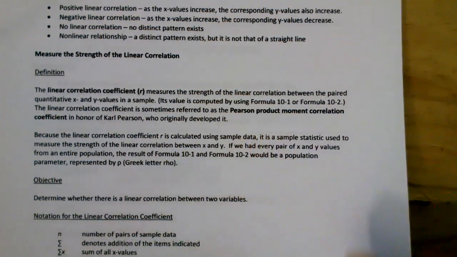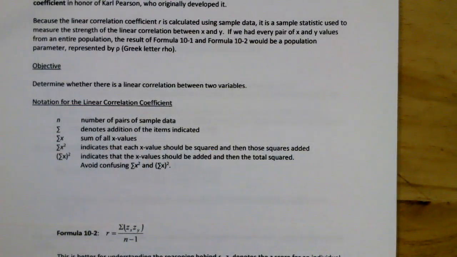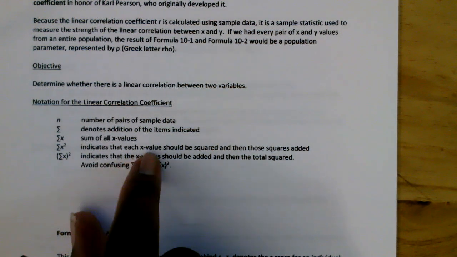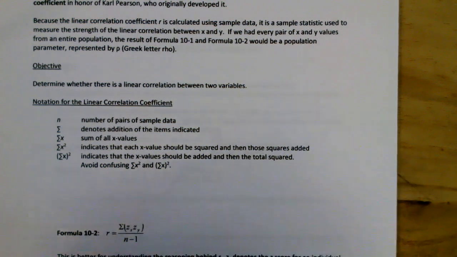Okay. So now let's try to find the linear correlation coefficient. And these are just some notations here. Lowercase n is just the number of pairs of sample data. Keep that in mind: the number of pairs, not the individual data values, the number of paired sample data. Sigma is the addition of the items indicated. Sigma of x is the sum of all x values. Sigma of x squared means that each x value should be squared, and then those squares will be added.